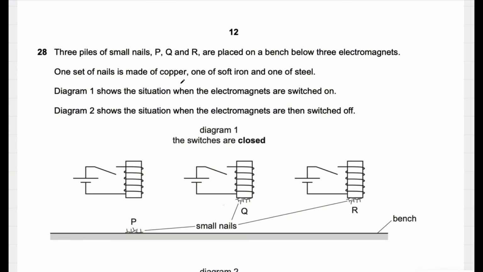Question 28: three piles of small nails, P, Q and R, are placed on a bench below three electromagnets. One set of nails is made of copper, one of soft iron, and one of steel. Diagram 1 shows the situation when the electromagnets are switched on. Diagram 2 shows the situation when the electromagnets are switched off.